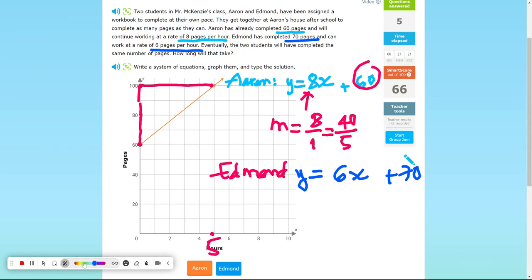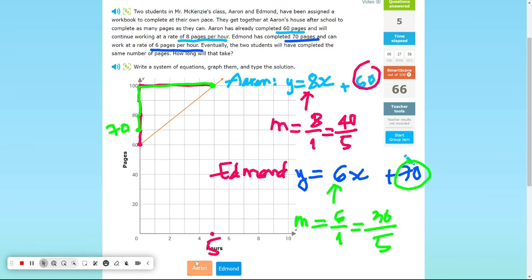So now let's go and graph this. Here we go. Start with 70 pages. So this is 70, okay? The slope equals 6, so 6 over 1. But it looks like we don't have 6. Can we do 30 over 5? 30 over 5 is the same as 6 over 1. So go and get it. From 70, I go up 30. So 10, 20, 30, over 5. All right, over 5.